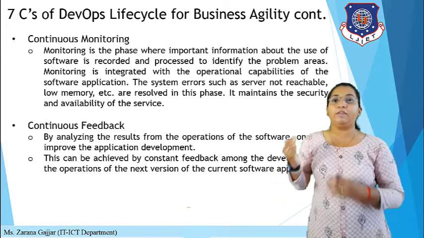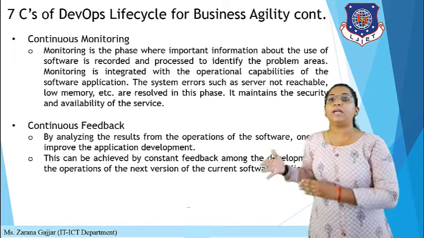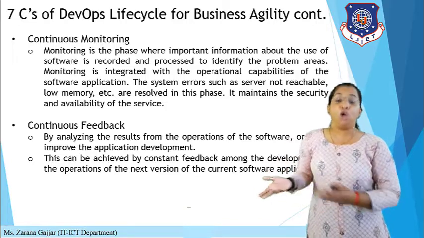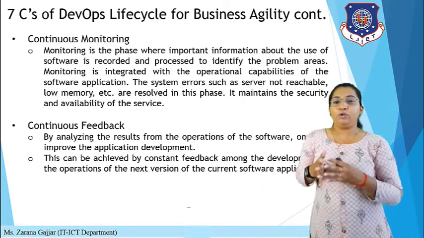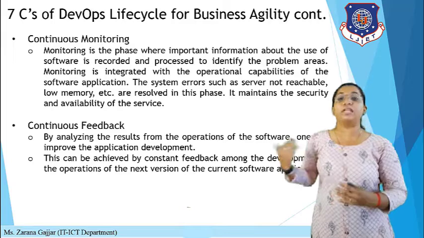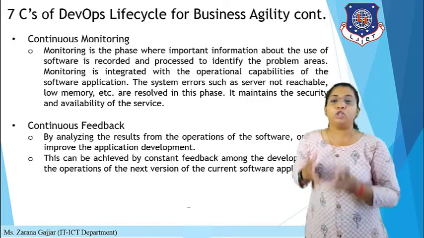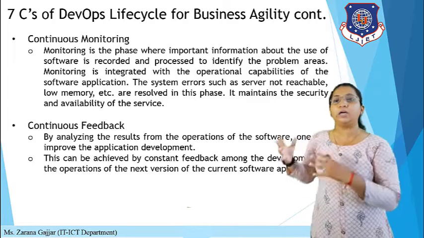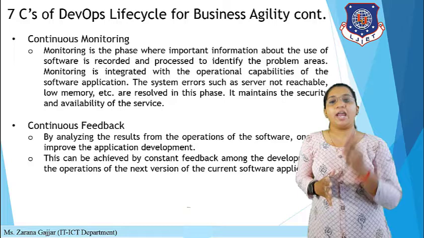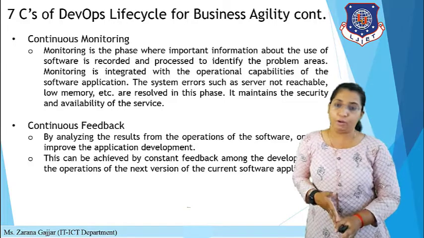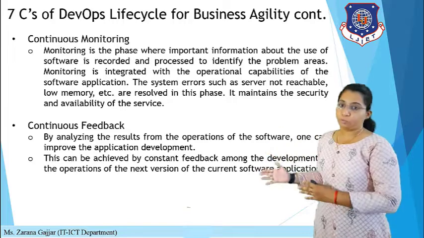And monitoring is integrated with the operational capabilities of the software application, and the system errors such as server not reachable, low memory, etc. are resolved in this phase. Okay, so if you find any error like the server is not reachable, or there is a lack of memory in your system, this kind of error is resolved during the continuous monitoring phase. Okay, so it maintains the security and availability of your software product, okay, of your service. Okay, so this is about continuous monitoring.